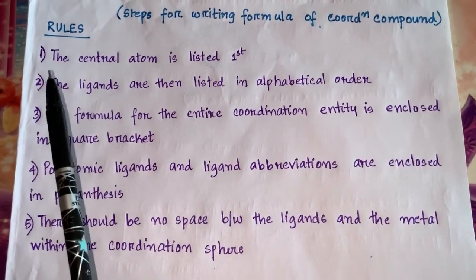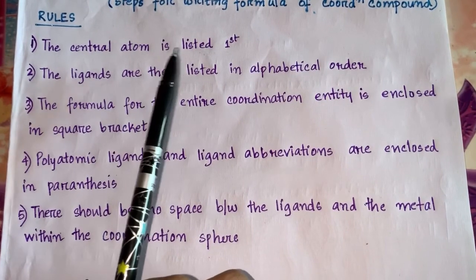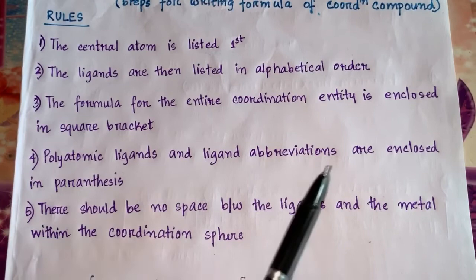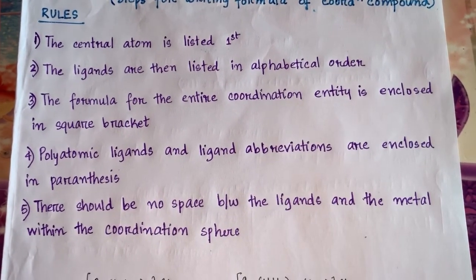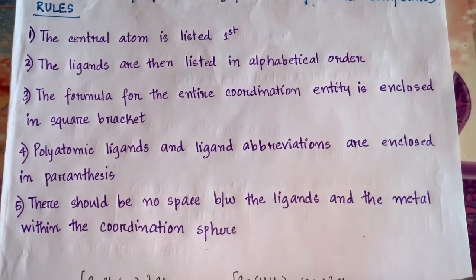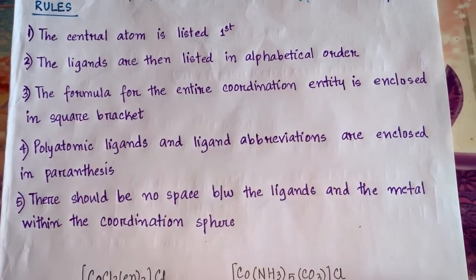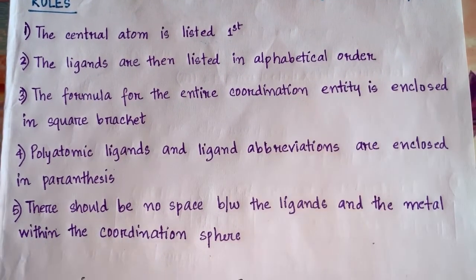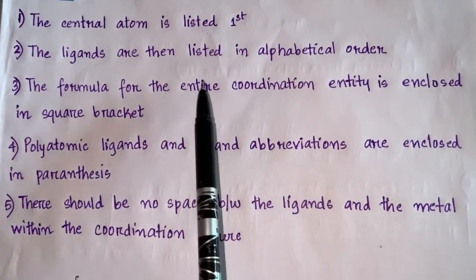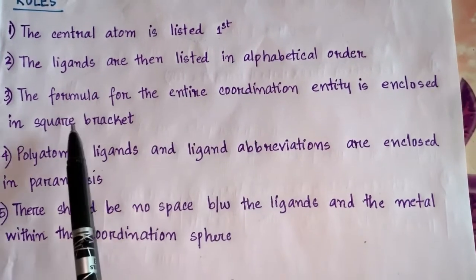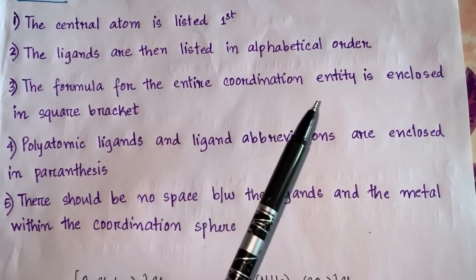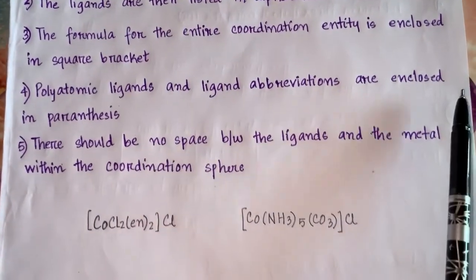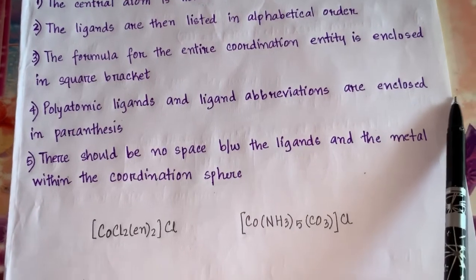The first one says the central atom is listed first. So when we are asked to write the formula for a coordination compound, whatever central atom is present, it is always listed first. Next, the ligands are listed in alphabetical order. The formula for the entire coordination entity is enclosed in square brackets. So first let's see the first three rules.